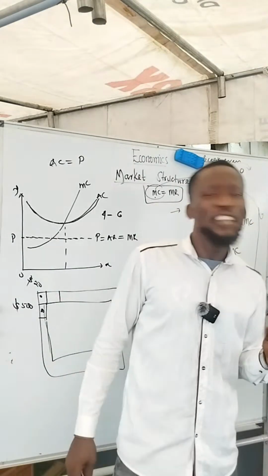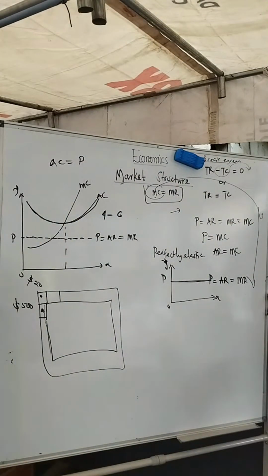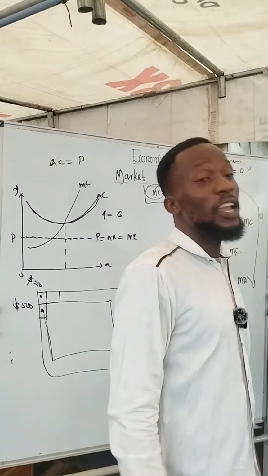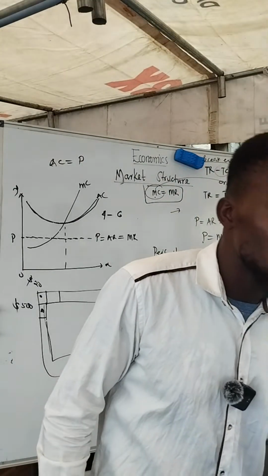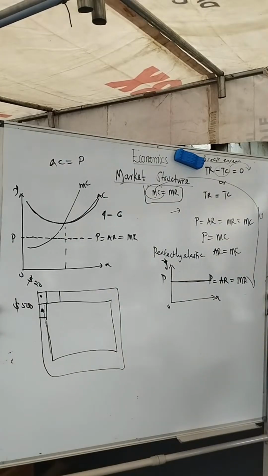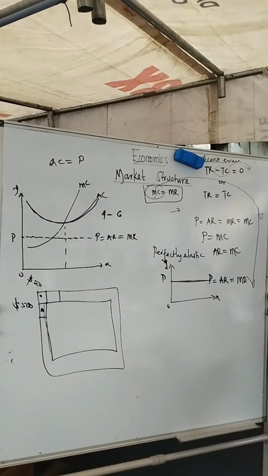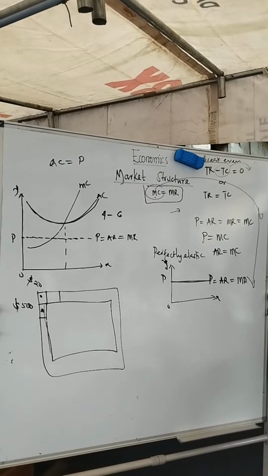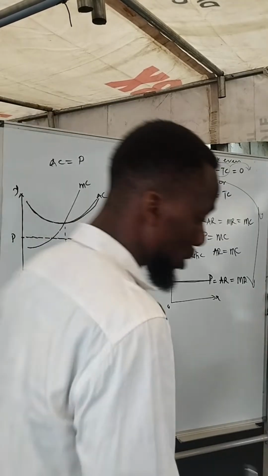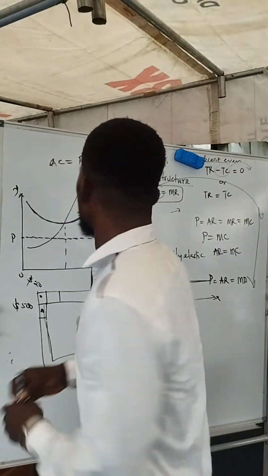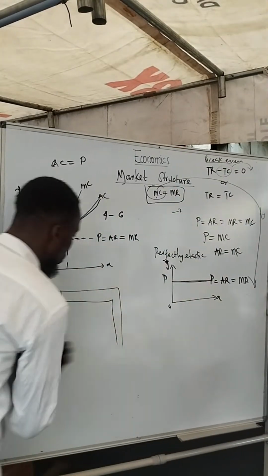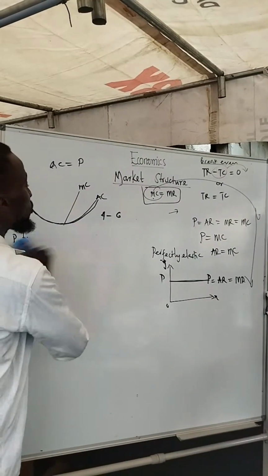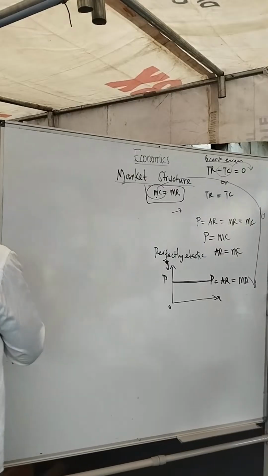So, let us talk about the first form of imperfect market, which is monopoly. Monopoly itself has so many things to dig into, so let us just go straight to it. Don't forget, when you hear monopoly, mono is one and poly is seller. Whenever you hear mono, just know it's one, and poly is seller.